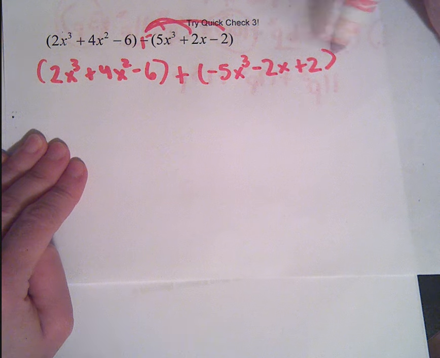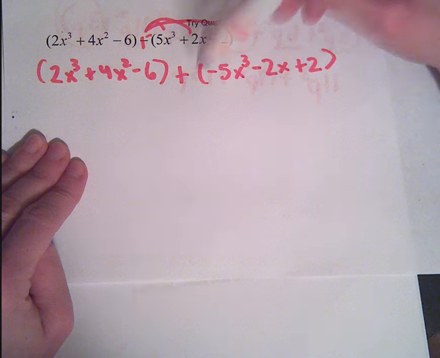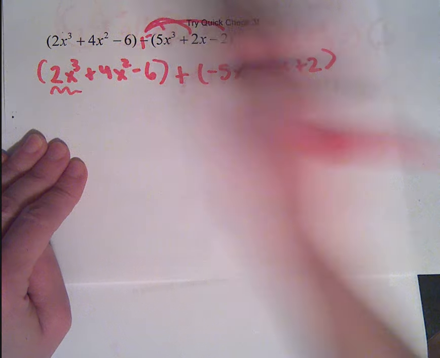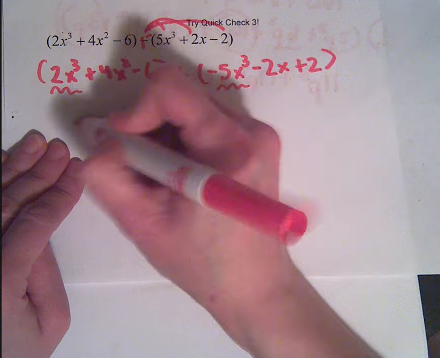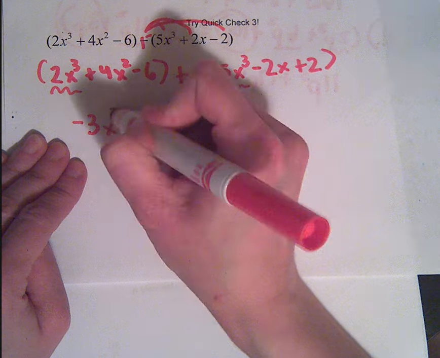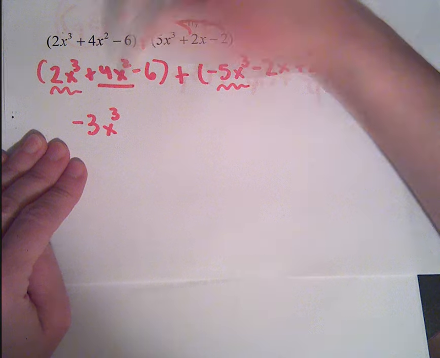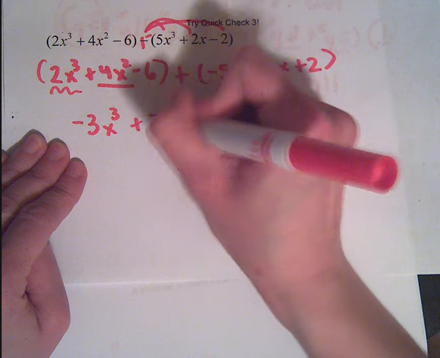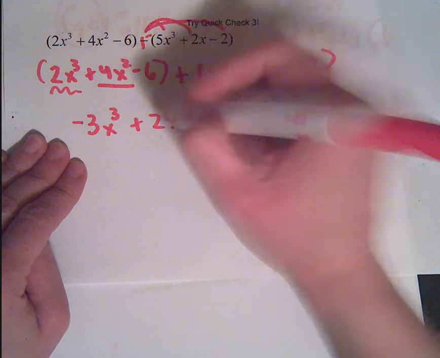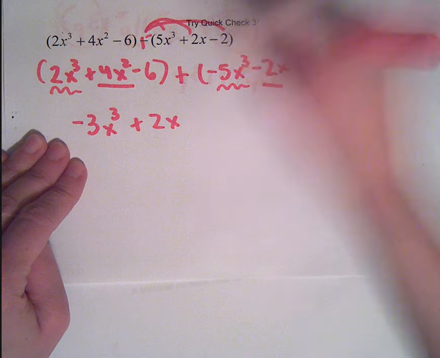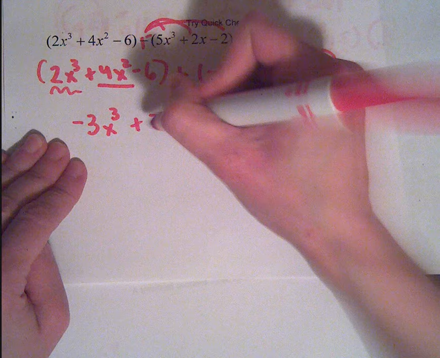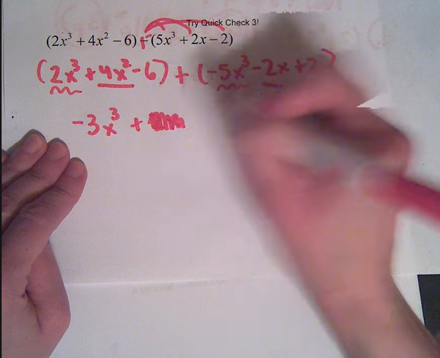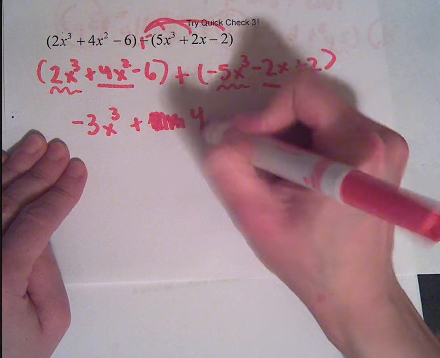So now that I've distributed that negative and I made it an addition, this is a much easier problem to tackle. I have 2x to the third, negative 5x to the third, so that's negative 3x to the third. I have 4x squared minus 2x, so... ooh, that wasn't a squared there. Never mind. I can't combine those because those are not the same. Let me erase that. I thought that was a squared there, and it's not. So that's my only like term, 4x squared, so I just write 4x squared.